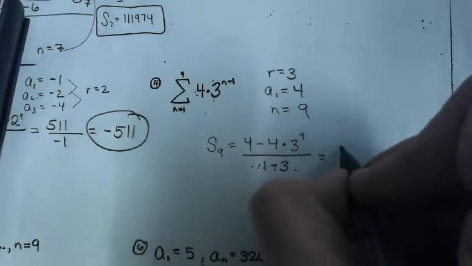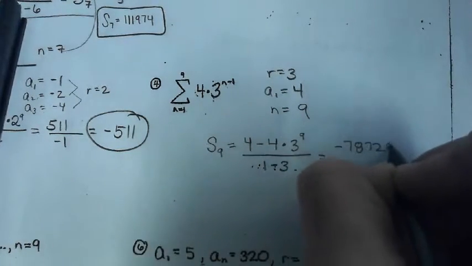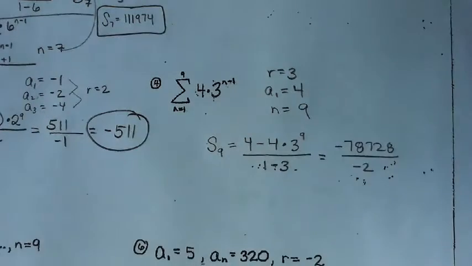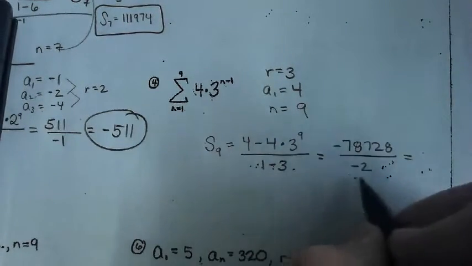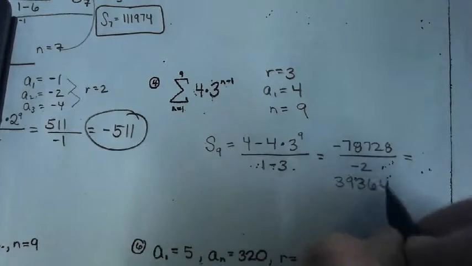So your numerator is -78,728. Your denominator is -2. So when you divide that, you'll get 39,364.